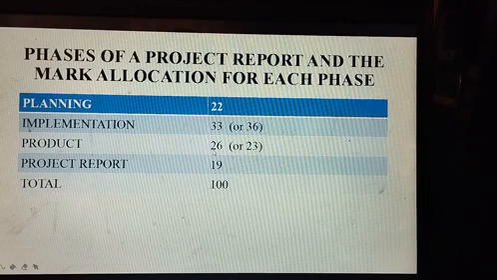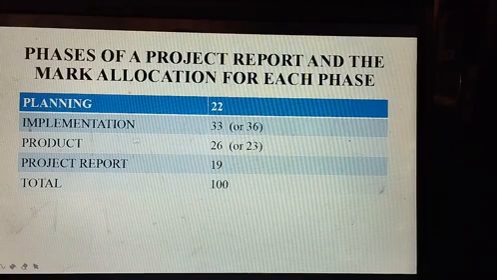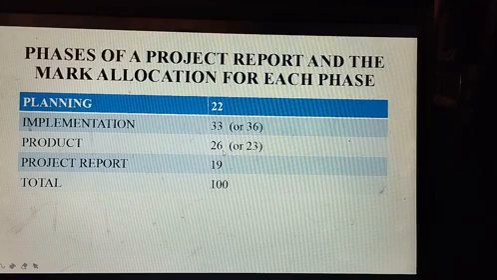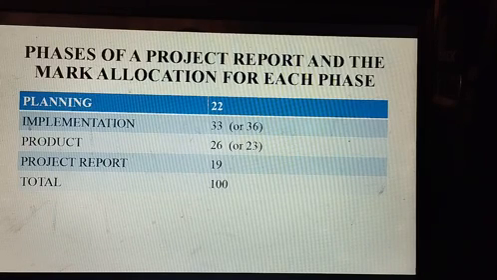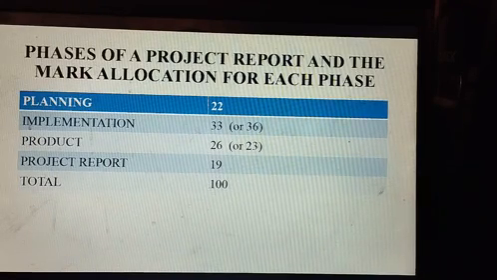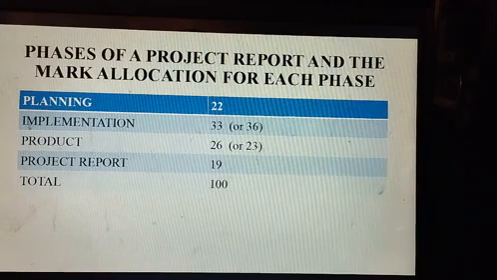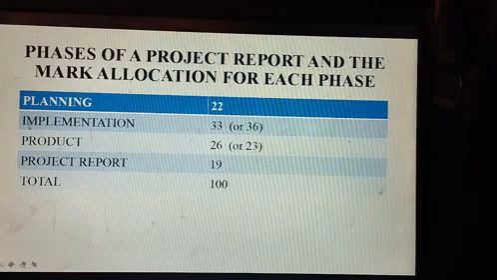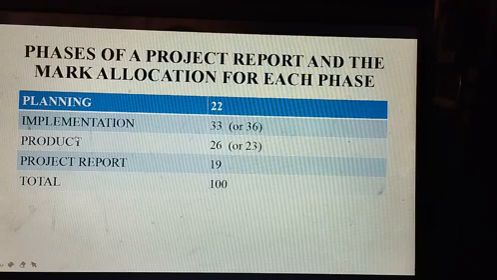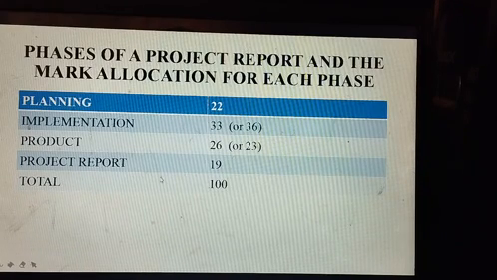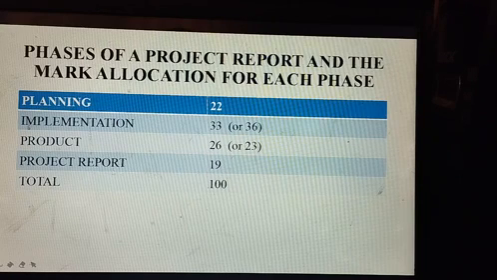Inside this product we have what we call efficiency, and the rest take 5 marks. Efficiency, if I try to recall, is taking 1 mark, but effectiveness is taking 2 marks. We shall see that in detail, but the rest, like originality, take 5 marks. Then we have our last phase called the project report, and this one is strictly taking 19 marks.